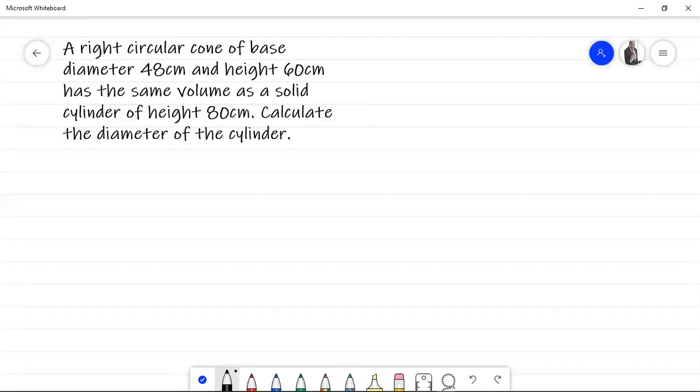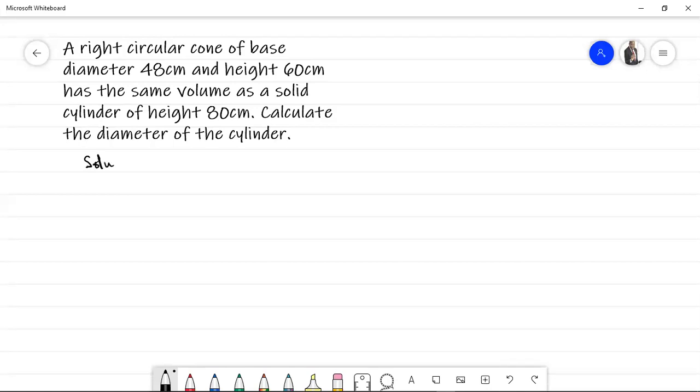Okay, let's take a look at this example. Here, we would like to solve this question. So let's have the solution. Okay, a right circular cone of base diameter 48 centimeters and height 60 centimeters has the same volume as a solid cylinder of height 80 centimeters. Calculate the diameter of the cylinder.